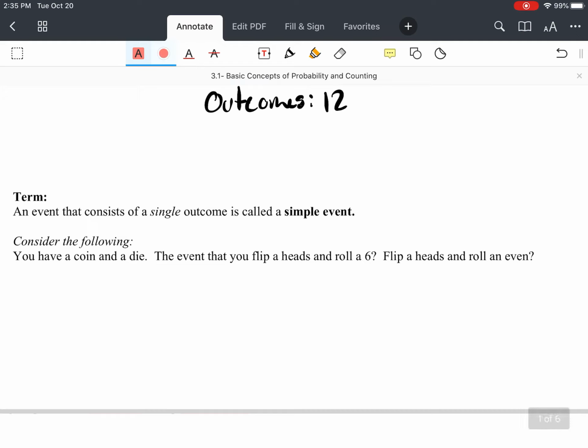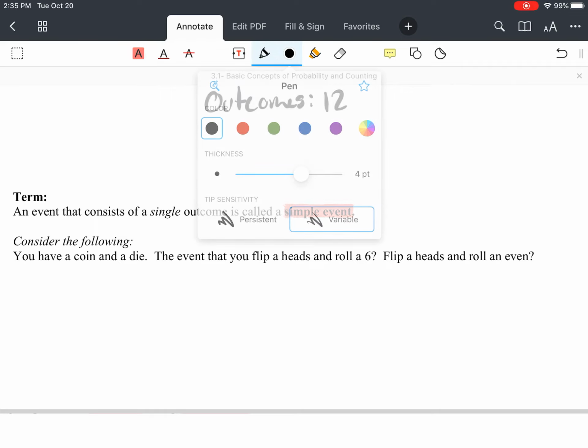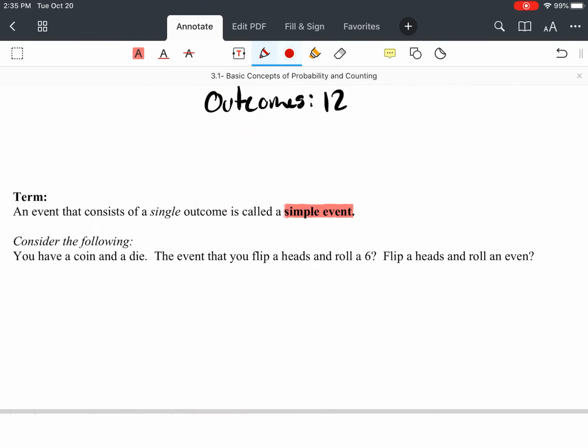All right, so now let's go ahead and talk about a simple event. A simple event is an outcome. It's a single outcome, an event that consists of only one possible outcome. I'm going to give you guys this quick example. It says you have a coin and a die. The event is that you flip a heads and roll a 6.